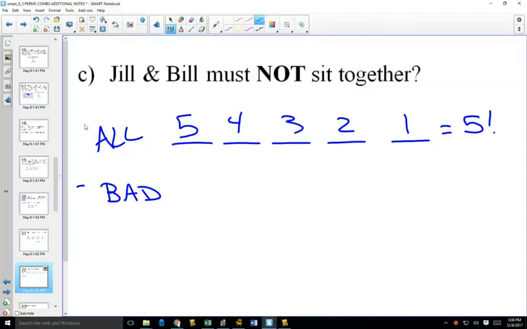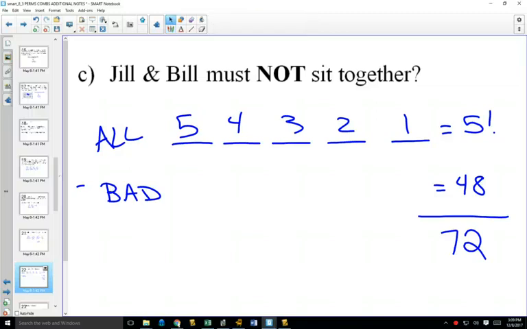The bad ways is when Jill and Bill are sitting together. And we figured that out in part A. How many ways did Jill and Bill sit together in part A? 48. So if we take all the ways, 120, and we subtract all the ways that they're sitting together, what we're going to be left with is all the ways that they're not sitting together. And if you tried to count all the ways that they're not sitting together directly, it would be hard.